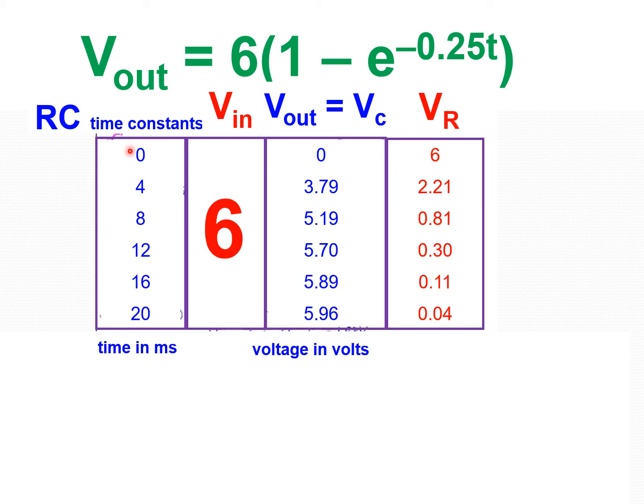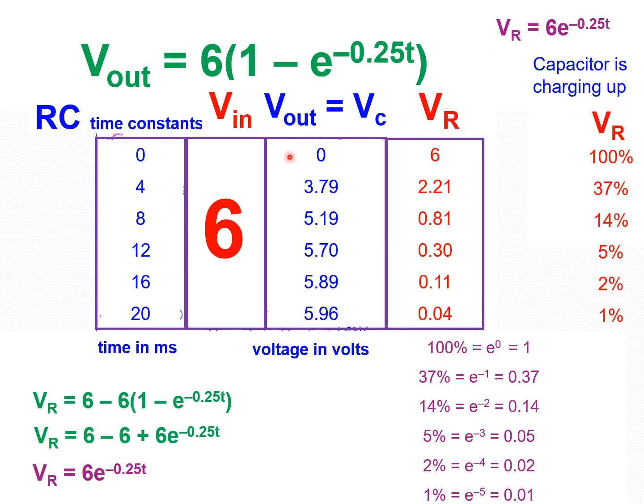So again, here's the details. Going up in steps of 4 milliseconds, t equals 20 milliseconds corresponds to 5 time constants. The input voltage is always 6 volts. The output voltage is increasing, and eventually after 5 time constants, we more or less regard the output voltage as corresponding to the input voltage. And you can see in a corresponding way in the opposite sense, the voltage across the resistor decreases, and eventually after 5 time constants, the voltage across the resistor is negligible.